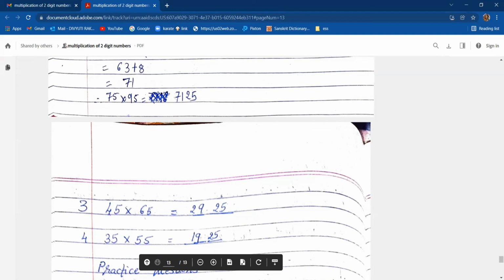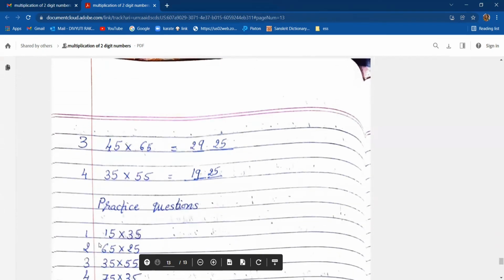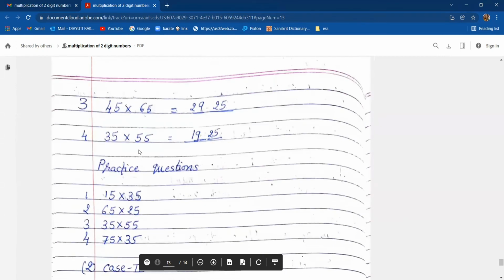One more question we will do. 35 into 25. So 5 plus 3 will be 8, and therefore here 25, and also do half of 8. So it will be 4. Now keep this 4 in mind and multiply. Now multiply 5 threes are 15 and plus 4. 15 plus 4 will be 19. So 1925 will be the answer. Okay.